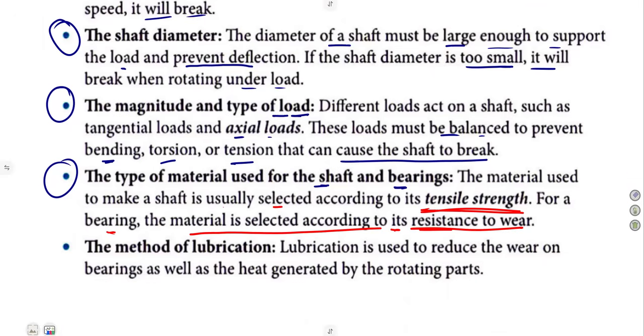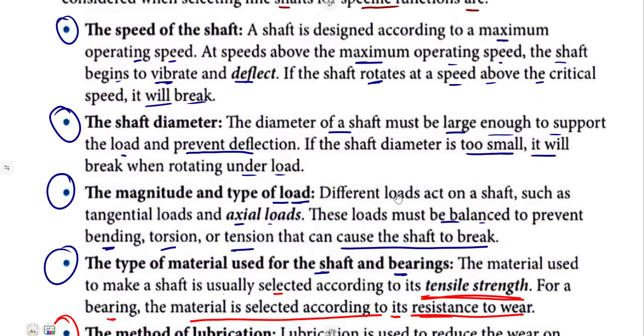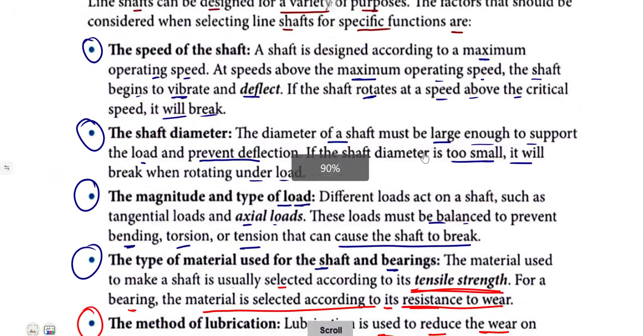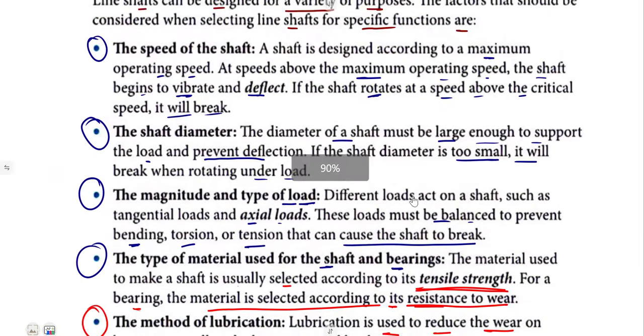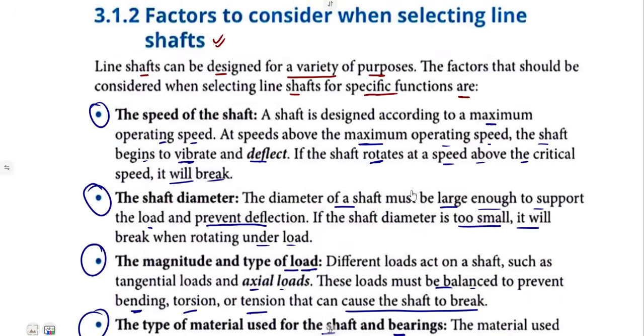The method of lubrication is also important. Which method is used? Because lubrication is used to reduce what? The wear on bearings, as well as the heat generated by rotating parts. So these are the most important factors to consider when selecting line shafts. You must go through that.